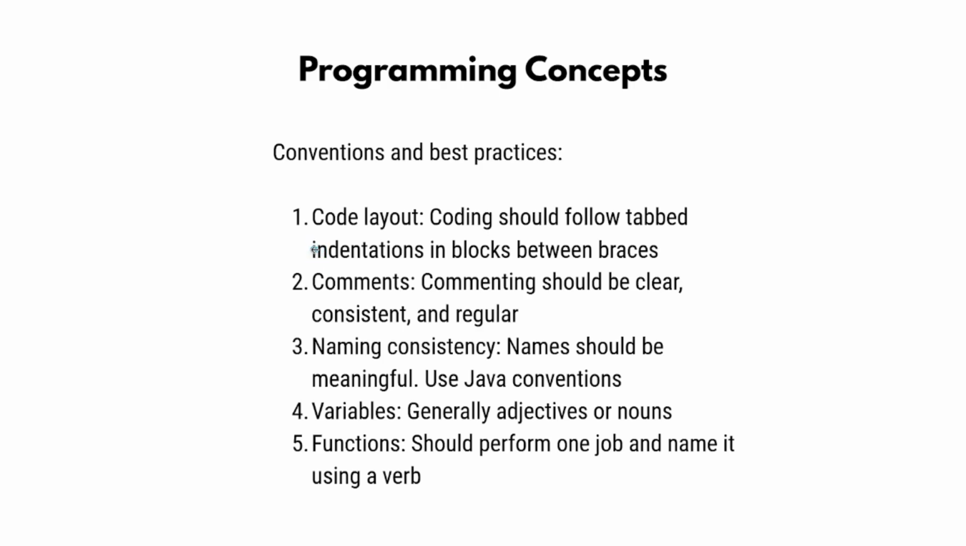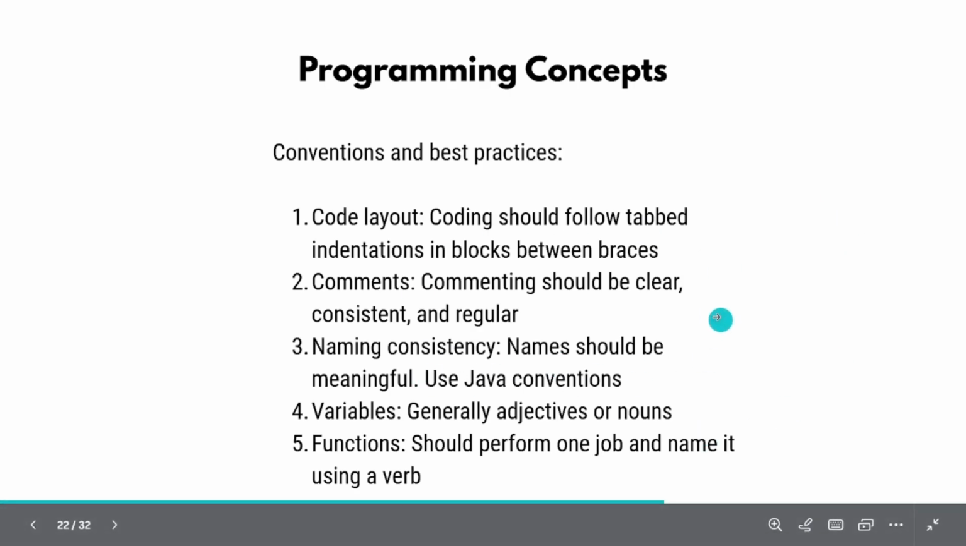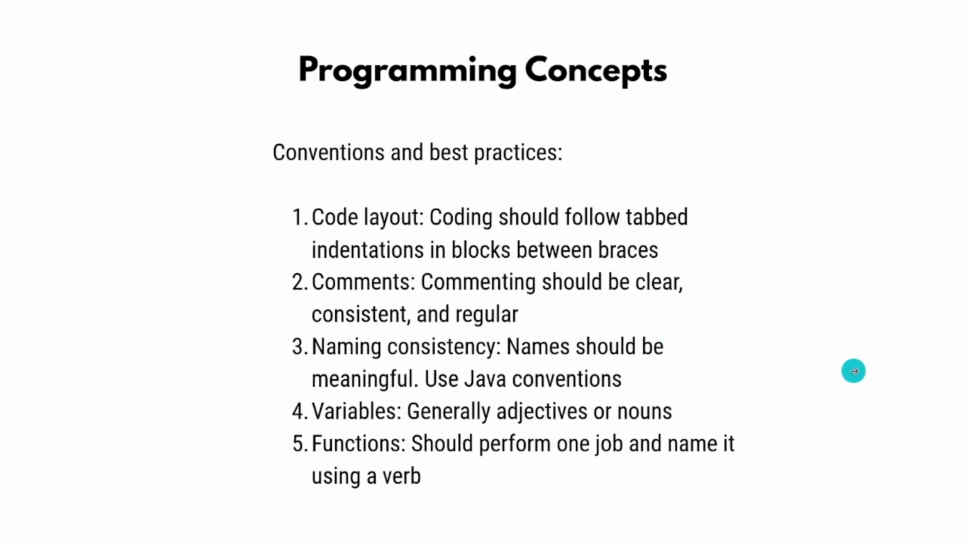Okay, programming concepts. Here are some conventions and best practices that you should do when you are programming in any given language, but if you're watching this video, it's probably going to be Java. So number 1, the code layout. The code should follow tabbed indentions in blocks between braces, right? Number 2, comments. Commenting should be clear, consistent, and regular. And then the naming consistency, the name should be meaningful. Use Java conventions. And you can search these up anywhere. Variables, generally adjectives or nouns. Functions should perform one job, just one, and name it using a verb. Okay. If you want to elaborate, this information is widely available on Google.